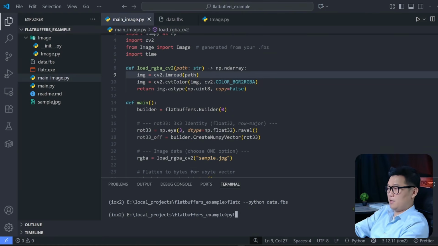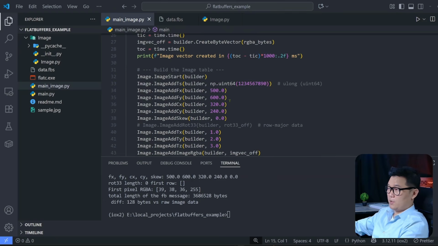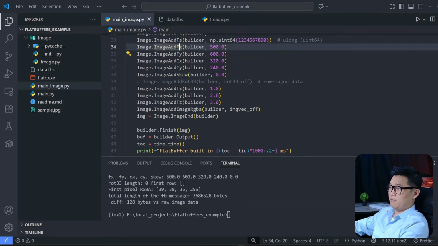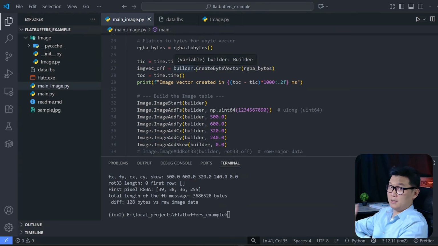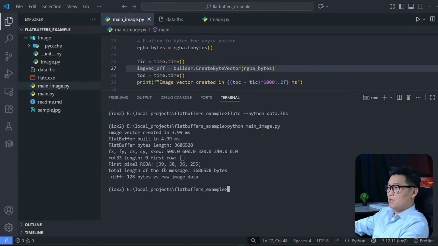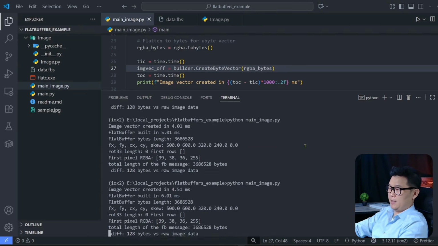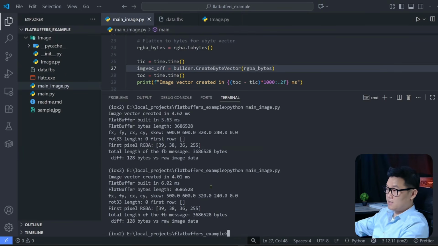So if I just run python main image, here I wrote this code to serialize the message like that, image.image add fx fy, and I just put some random values here. And then I just added images as well. In this case, serialize the image like image vector builder create RGBA bytes. However, here's the point. The serialization itself took about 4 milliseconds. Sometimes it took like 10 milliseconds and so on if I keep doing that. Today is a lucky day, I think. And this is actually some uncontrolled delay that you want to avoid.